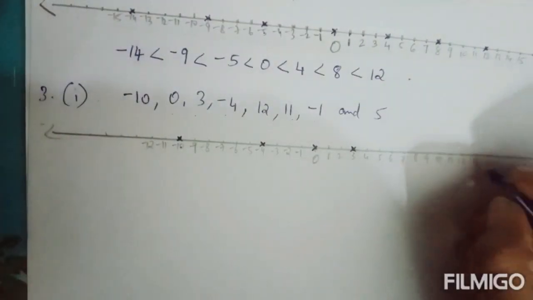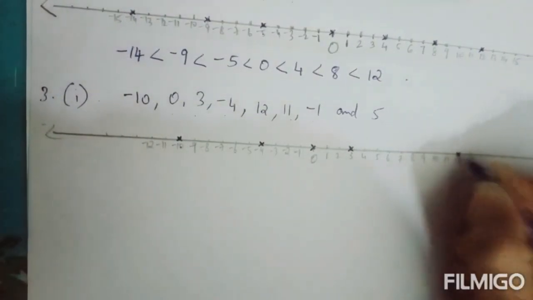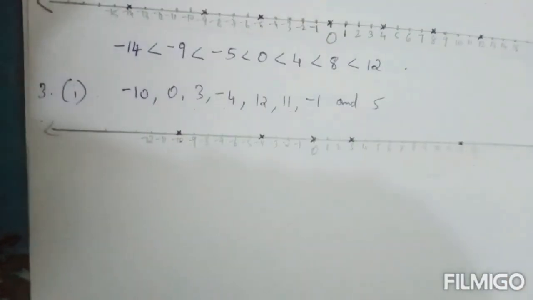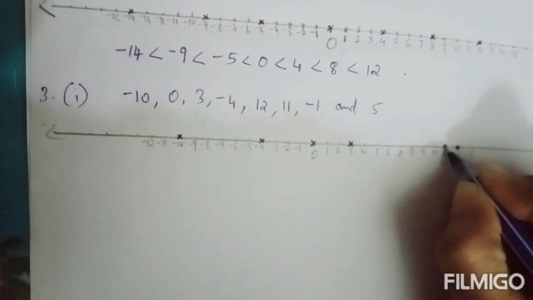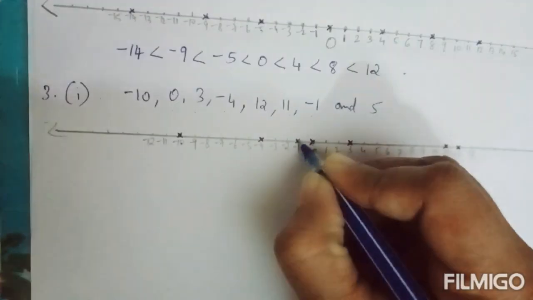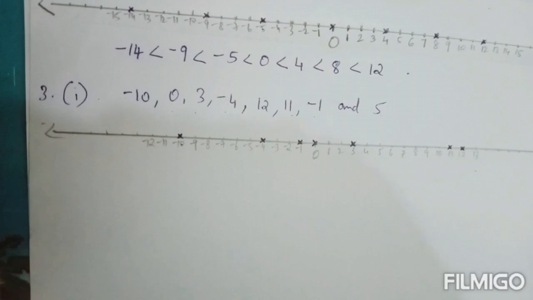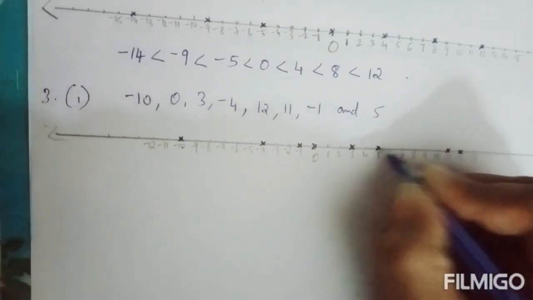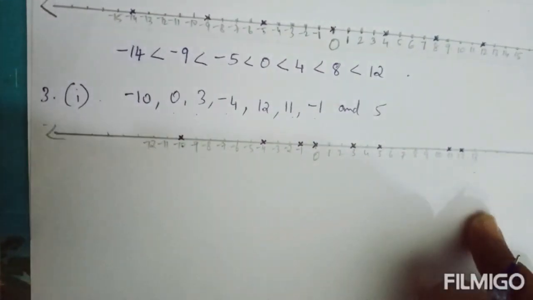Now 12. Positive 12 it is. So here. Next 11. So this point is 11. Now minus 1. So minus 1 it is this point. Now 5. It is positive 5. So this point.